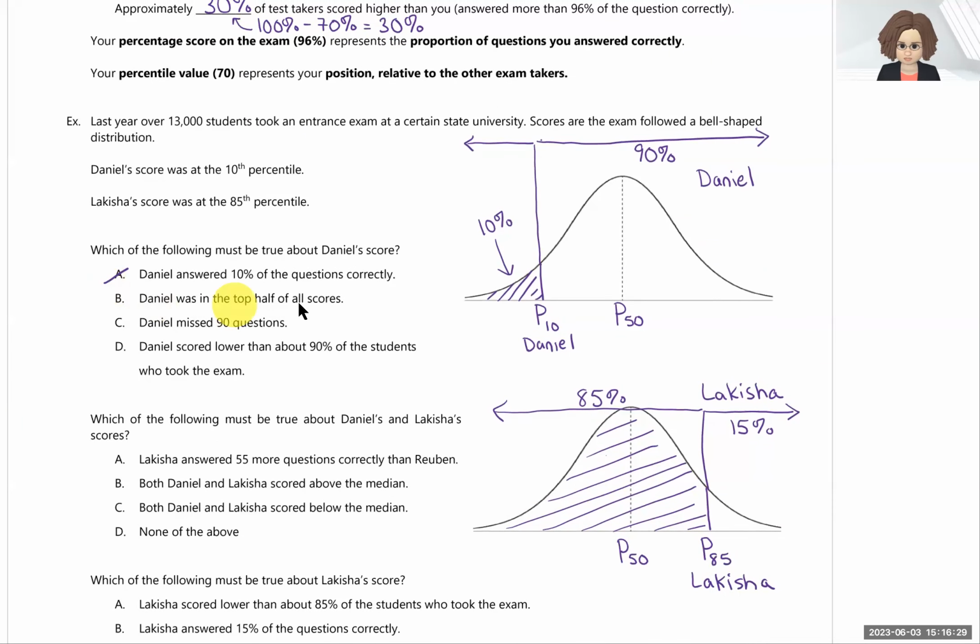Daniel was in the top half of scores. Well, no, actually, he was down here in the bottom half, not up here in the top half. So that's not correct. Daniel missed 90 questions. Again, we don't know how many he got right or wrong. That's not what percentile tells us. So that is not the case. And then, Daniel scored lower than about 90% of students who took the exam. That makes sense. There's Daniel. He's lower than 90% of students. So that's D.